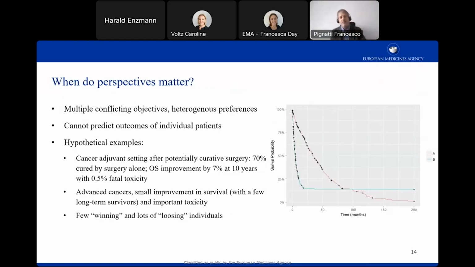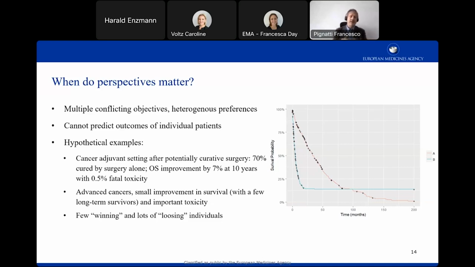And so it is also important, especially in certain situations, to be very clear from which perspective one is doing the benefit risk assessment, which value judgments are being used, what type of uncertainty or distribution there is around the value judgment. And it is particularly important in situations where the preferences are heterogeneous. One cannot easily predict the outcome for individual patients. And there are also some extreme situations.